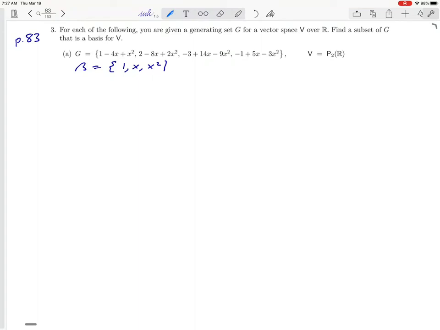Let me show you what I mean. We're going to build a corresponding set that I'm going to call G prime, which is going to be the coordinate vectors for the four polynomials that we see in G. We'll start with 1 minus 4x plus x squared and ask how would we build it as a linear combination of 1, x, and x squared. Well, the coefficients that we need would just be 1, negative 4, and 1. We're literally just taking the numbers in front of the 1, the x, and the x squared. We can do the same thing for each of the other three polynomials. So 2 minus 8x plus 2x squared: the coordinates that build that would look like 2, negative 8, and 2. And just keep going down the line here.